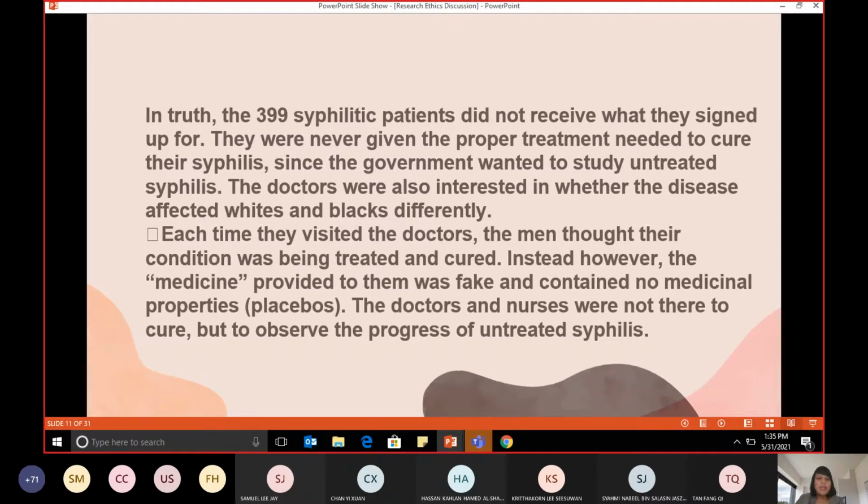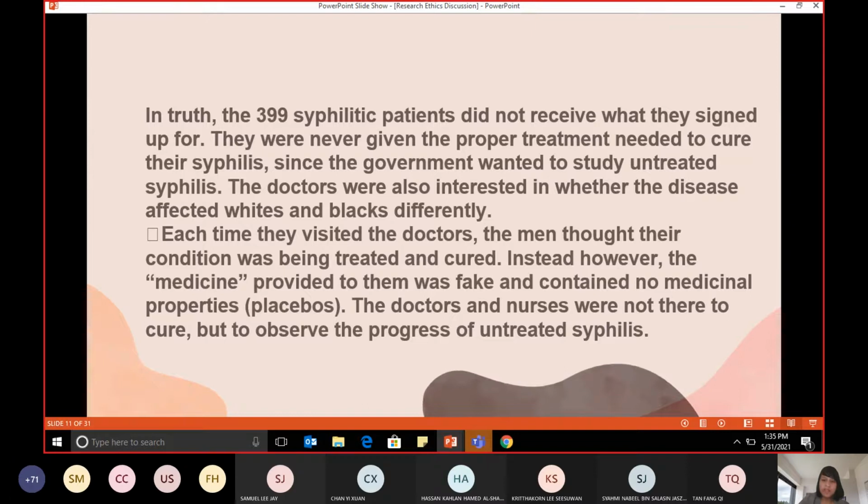And then what else did they do? The participants were not informed and explained the outcomes of the experiment. It's just the doctors. They just want to know the effects of syphilis. They just want to know whether it is going to affect a certain group of people, maybe group A and B are not going to be affected. We just want to test that. But the participants were not informed. That's the issue here. They also provided fake medicine.